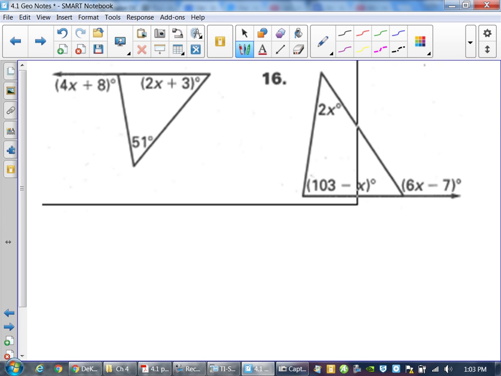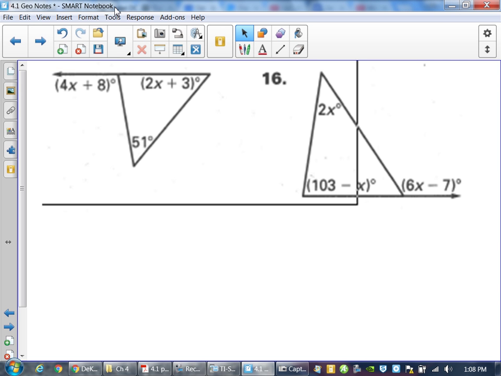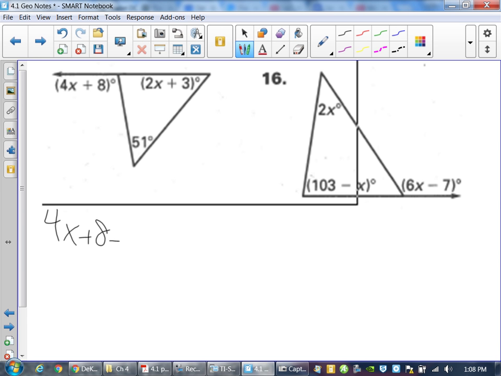Exterior angles. Solve for x in both of them, please. The outside angle equals the 2 it doesn't touch. 51 and 3 is how much? 54. Variables on both sides of the equation, just pick on the little guy. So I'm going to move 2x, I'm going to move 8 at the same time. I get 2x, and x is?